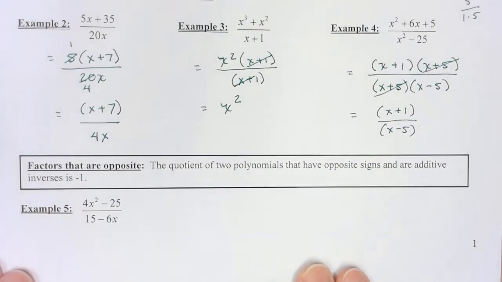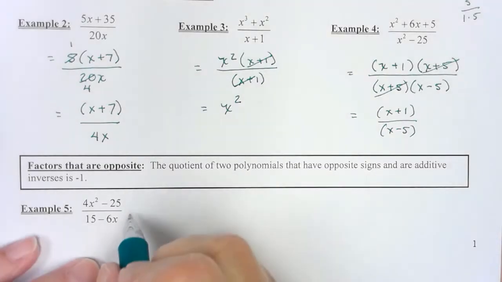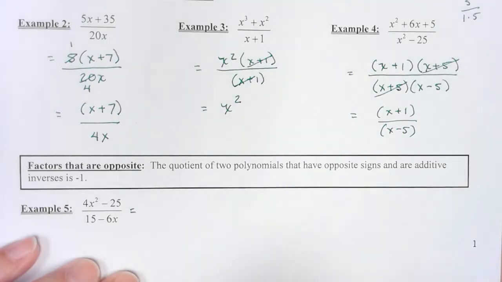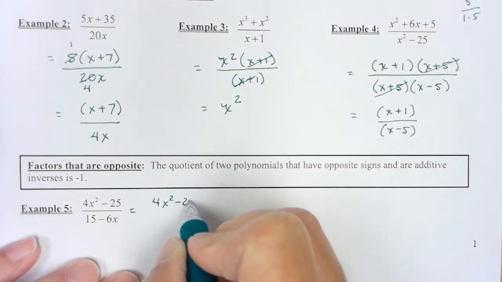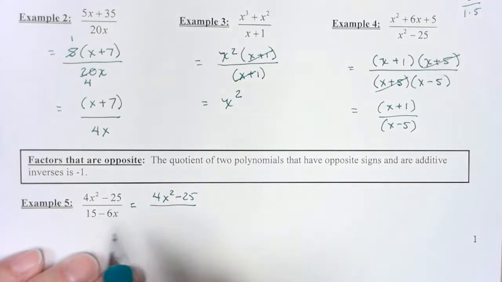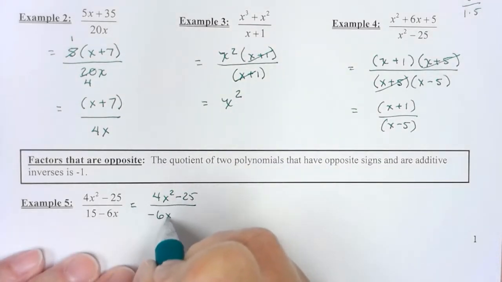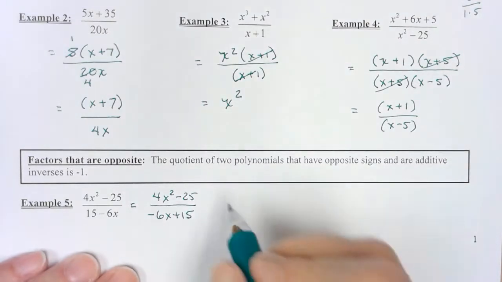Factors that are opposite. The quotient of two polynomials that have opposite signs and are additive inverses is -1. Well, what that's referring to, my suggestion on these, and you can see them if you will do this, get them in standard form or descending order, because they always write these type of problems in this fashion.